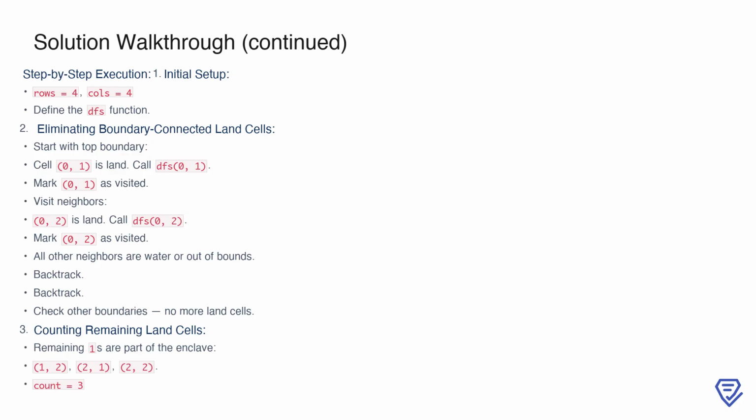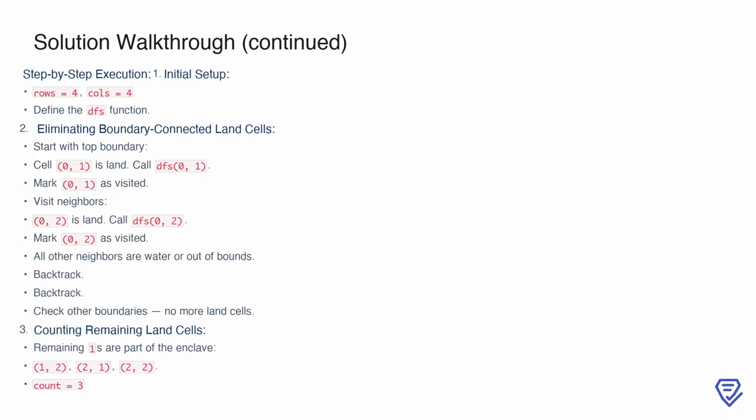We calculate the number of rows and columns, and define the DFS function. The first step is to eliminate boundary-connected land cells. Starting with the top boundary, we find that cell 0, 1 is a land cell. We call the DFS function for this cell, marking it as visited.